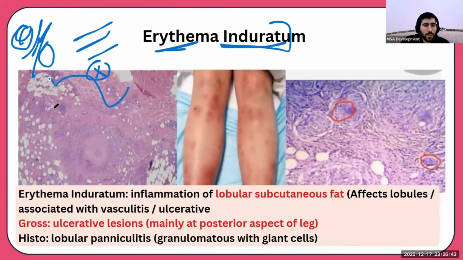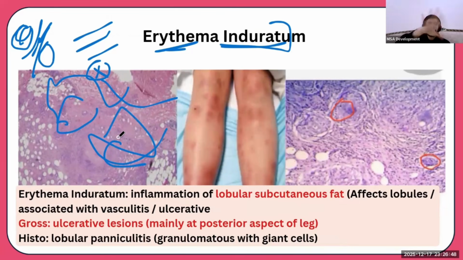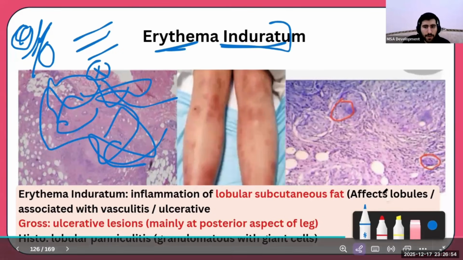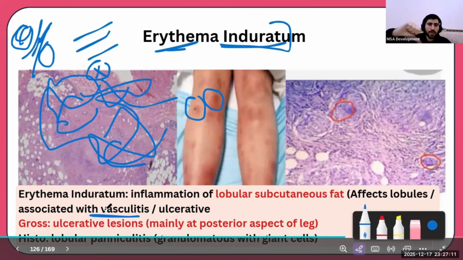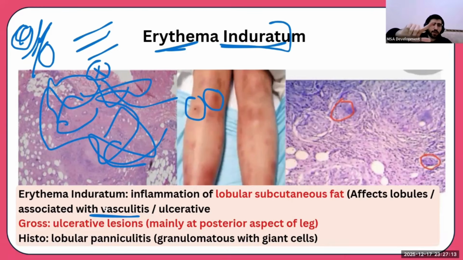So as you can see here, we can't tell where is the septum and where is the lobules. It's just scattered everywhere. So we have inflammation of the whole lobules, okay? That causes masses and ulceration and is associated with vasculitis. So erythema nodosum is not associated with lobules, not associated with vasculitis, and not ulcerative. In erythema induratum, it is associated with lobular inflammation, it is associated with vasculitis, and it is ulcerative.